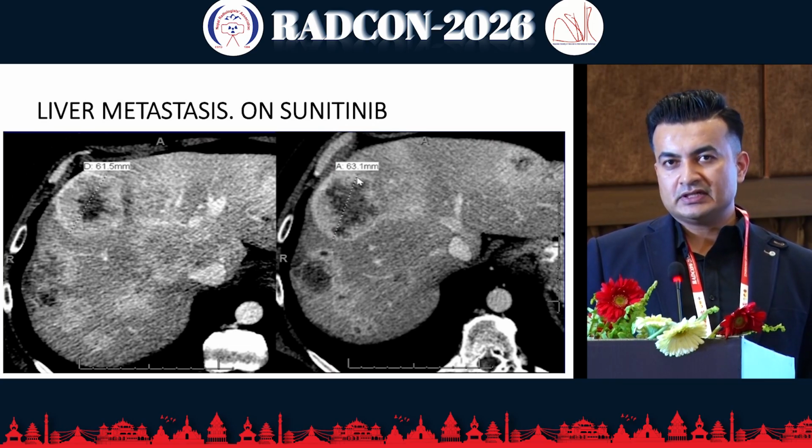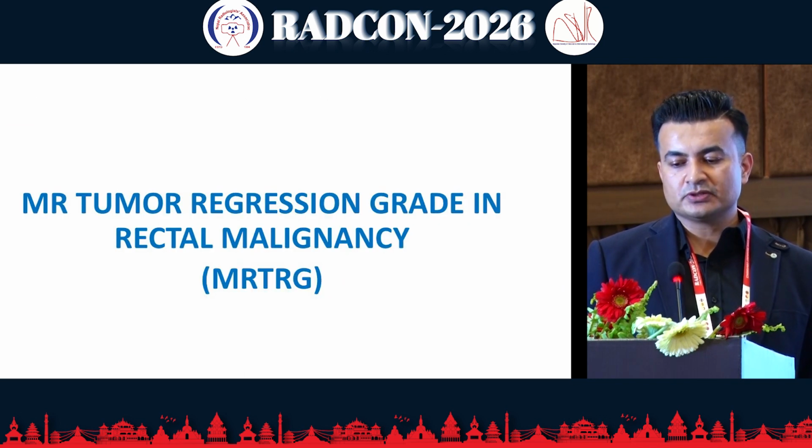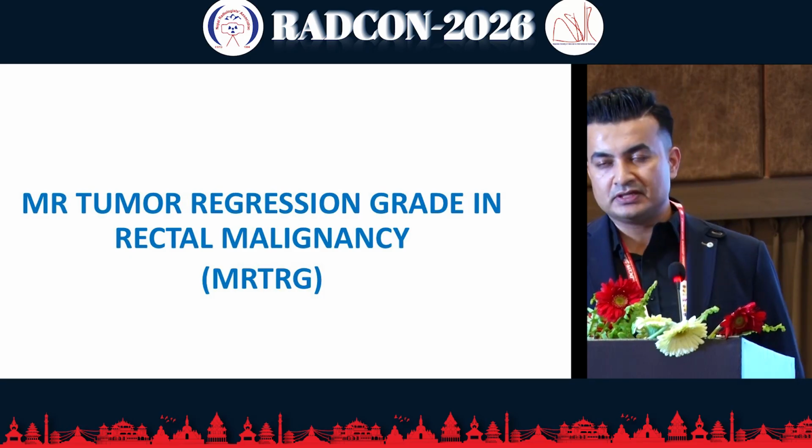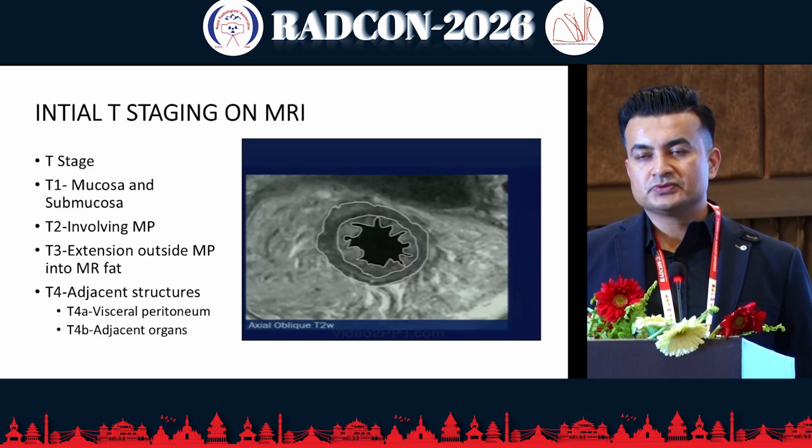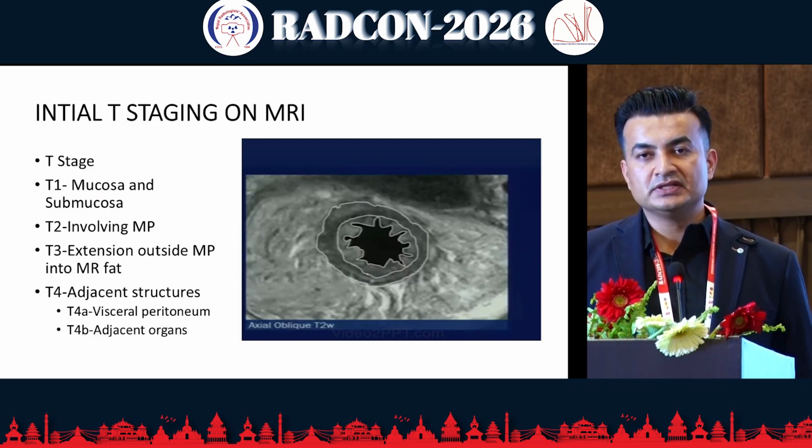So there are different categories for different parts of the GI malignancy. We'll first talk about the rectal malignancy. We use MR-TRG, that is MR tumor regression grade. So first we have to know the T staging. T1 is the tumor limited to mucosa, submucosa.